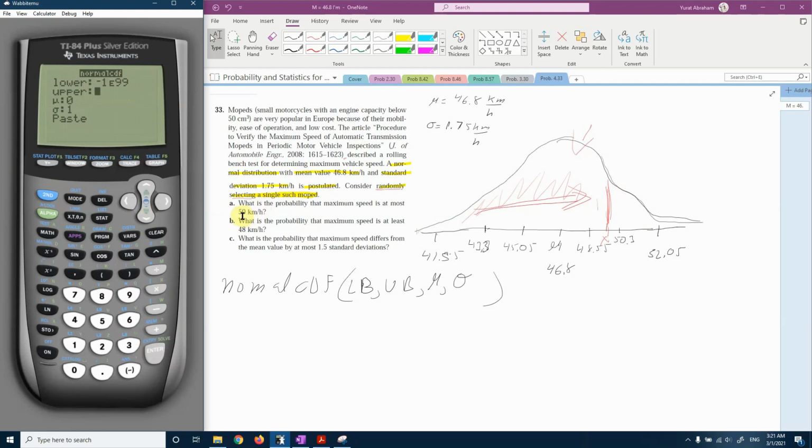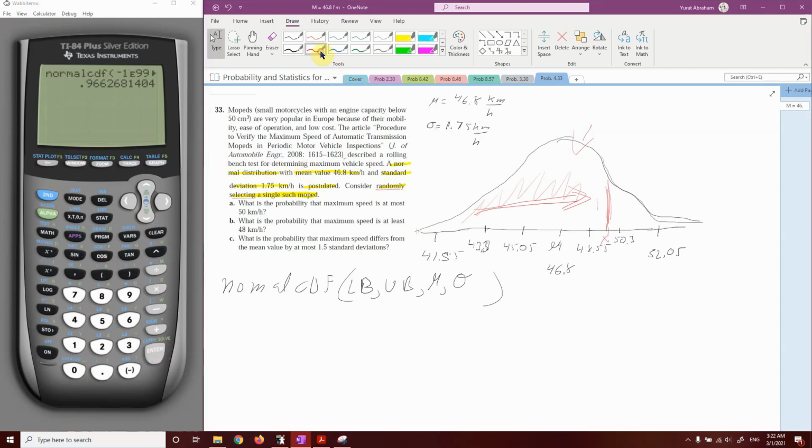The upper, that's what it has to be. It's going to be the number they gave us in question A, 50 kilometers per hour, because I want them to stop at 50. The mean, the one they gave us, 46.8. The standard deviation, the one they gave us, 1.75. Okay, so I'm just using the numbers they gave us. Press enter again, and it's that.